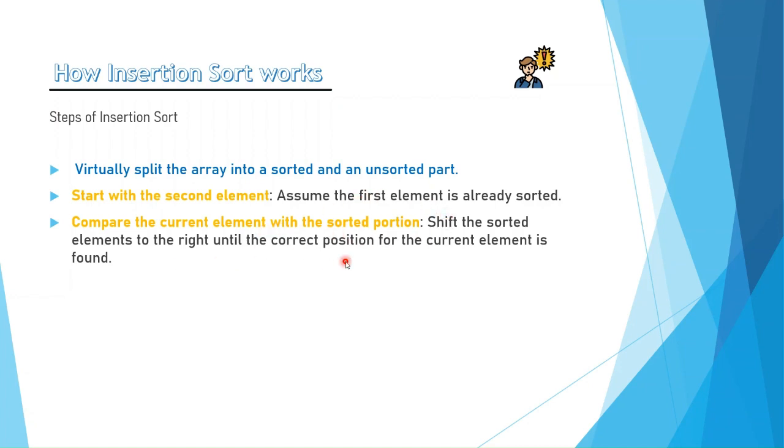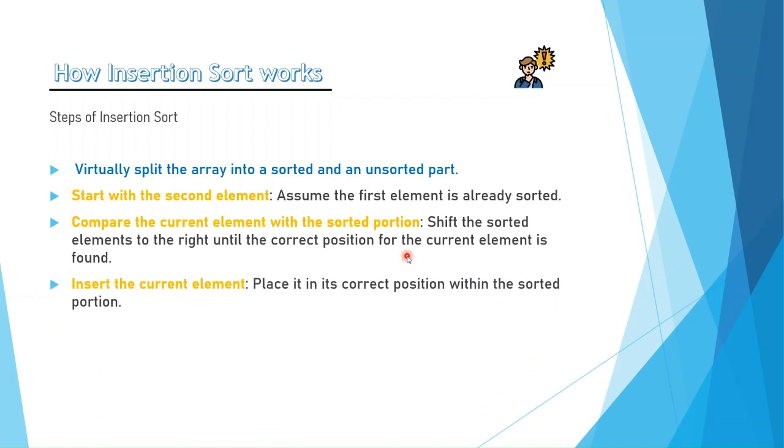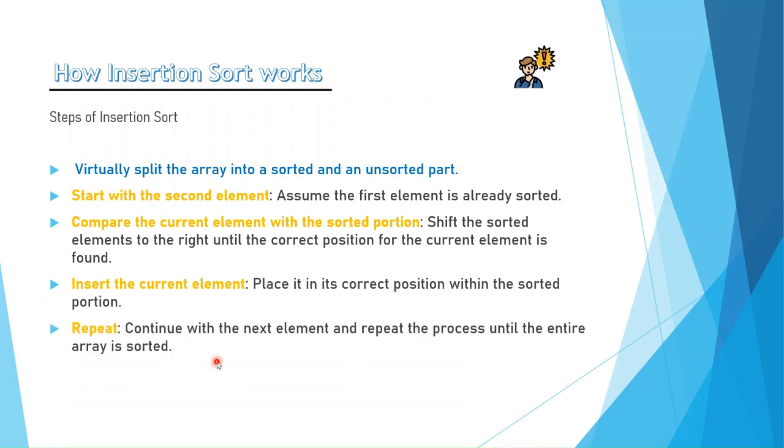After that, we shift the sorted elements to the right until the correct position for the current element is found. Then we insert the current element in its correct position within the sorted portion. Then we continue with the next element and repeat the process until the entire array is sorted. These are the steps of how insertion sort works on an unsorted array.